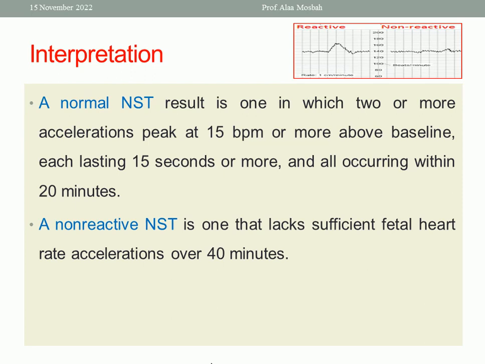So you did a non-stress test and you didn't find any acceleration. Okay? So you continue the test for another 20 minutes, because the possibility of fetal sleep is present. So if there is still no acceleration, this is called a non-reactive non-stress test.